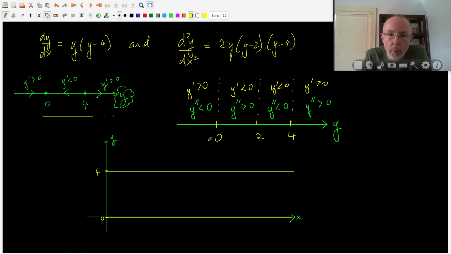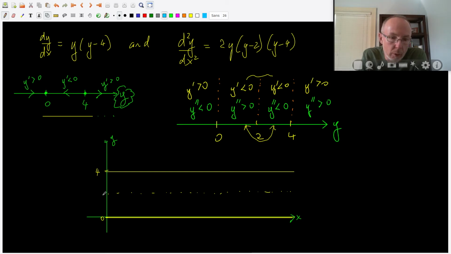Now, we also have something special going on at y equals 2. We know that at y equals 2 we've got, I'm not going to call it an inflection point, but we have concavity changing. It's decreasing, less than 2 and greater than 2, y is decreasing. So let's think about just starting at x equals 0.